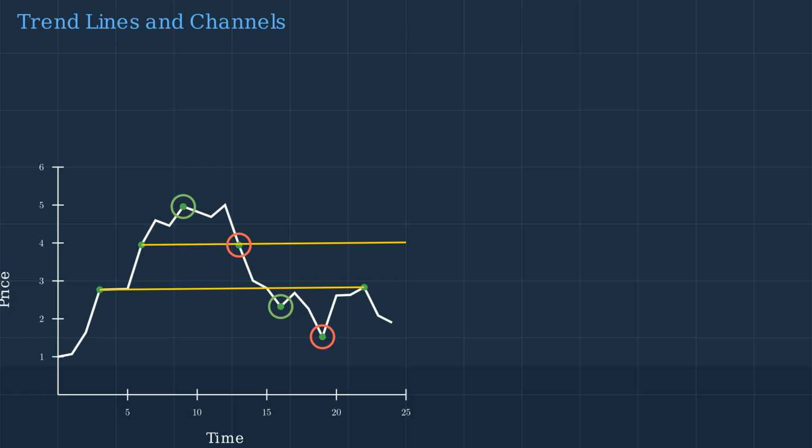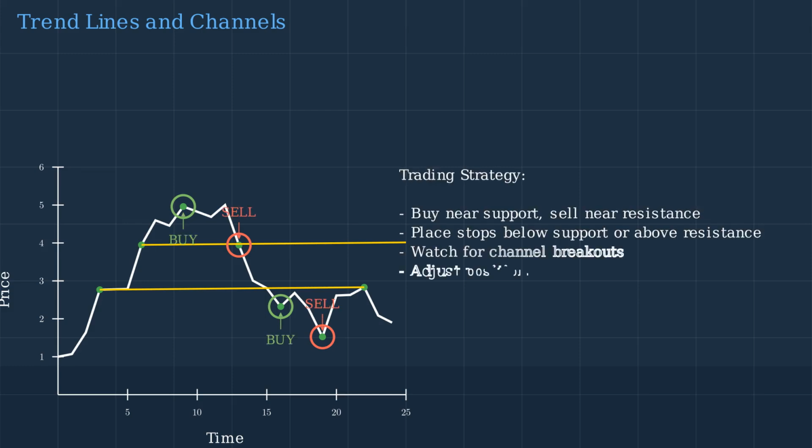Here we can see potential buy entries when price touches the support line and sell exits when price reaches the resistance line. A basic channel trading strategy involves buying near support with stops placed just below the support line and selling near resistance with stops just above the resistance line. Traders should also watch for potential channel breakouts, which may signal a change in the trend. Stop-loss orders are typically placed just below the support line for long positions, protecting traders if the support fails.